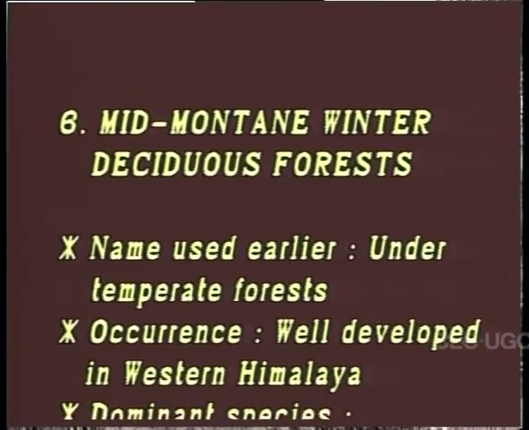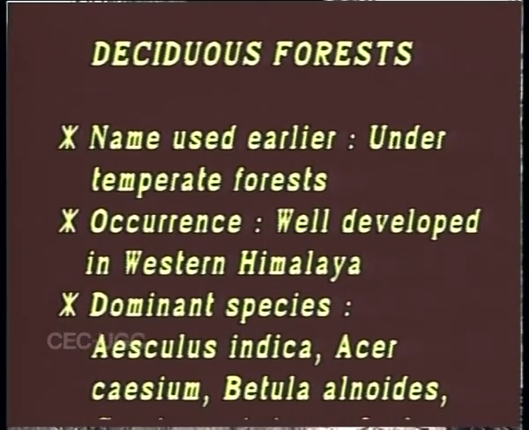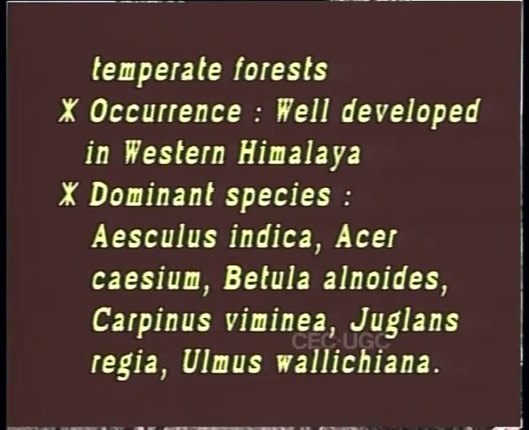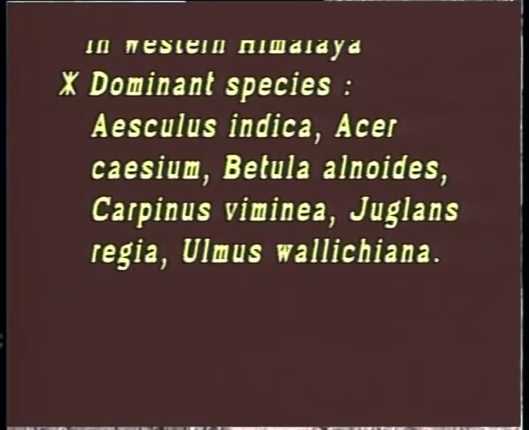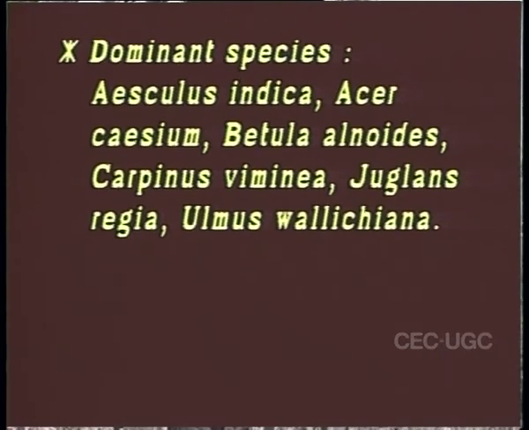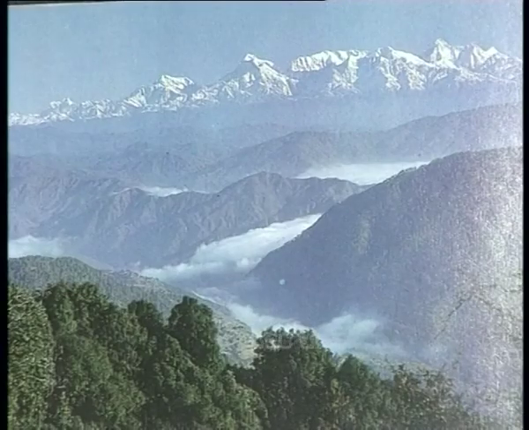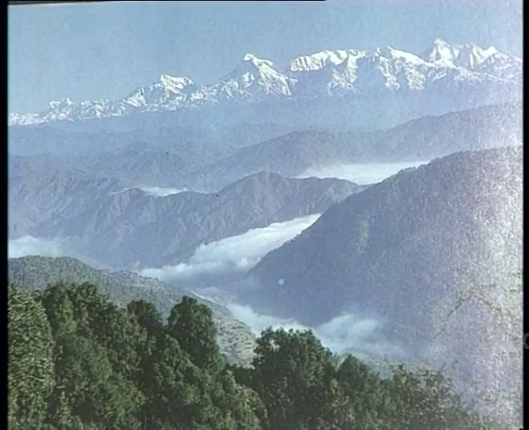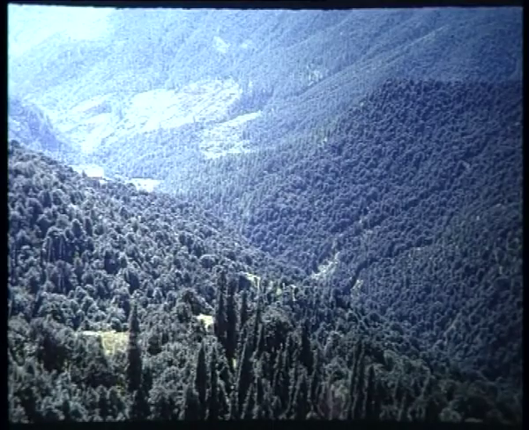Mid-montane winter deciduous forests. Name used earlier: under-temperate forests. Occurrence: well developed in western Himalaya. Dominant species: Aesculus indica, Acer caesium, Betula alnoides, Carpinus viminea, Juglans regia, Ulmus wallichiana. Dominant species are mostly deciduous, but few evergreen conifer and sclerophyllous species also occur as subdominants. Trees are 20 to 30 meters high. These forests have been extensively cleared and lopped.